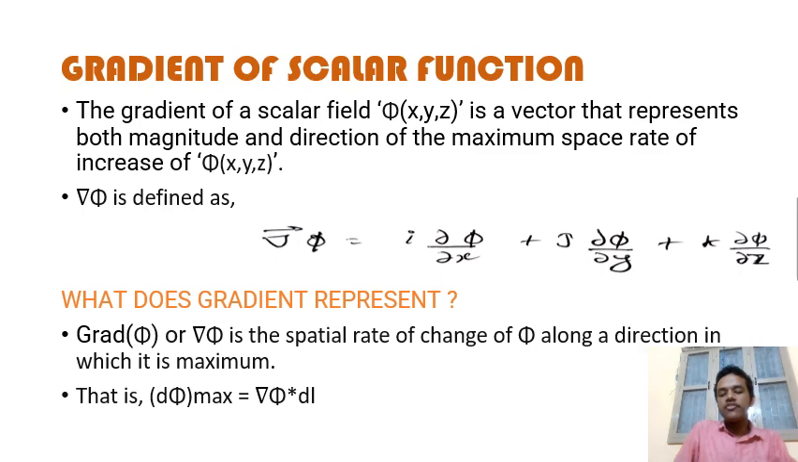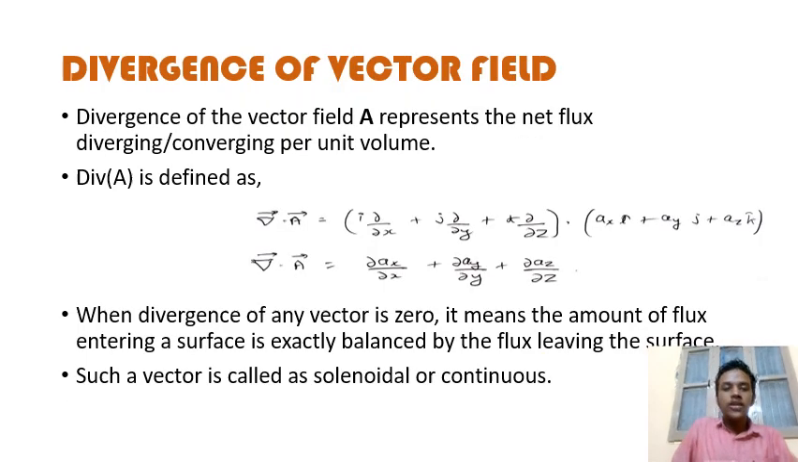Mathematically, it is defined as the partial derivative of phi with respect to x times i cap, plus partial derivative of phi with respect to y times j cap, plus partial derivative of phi with respect to z times k cap. Next, we need to know about divergence.